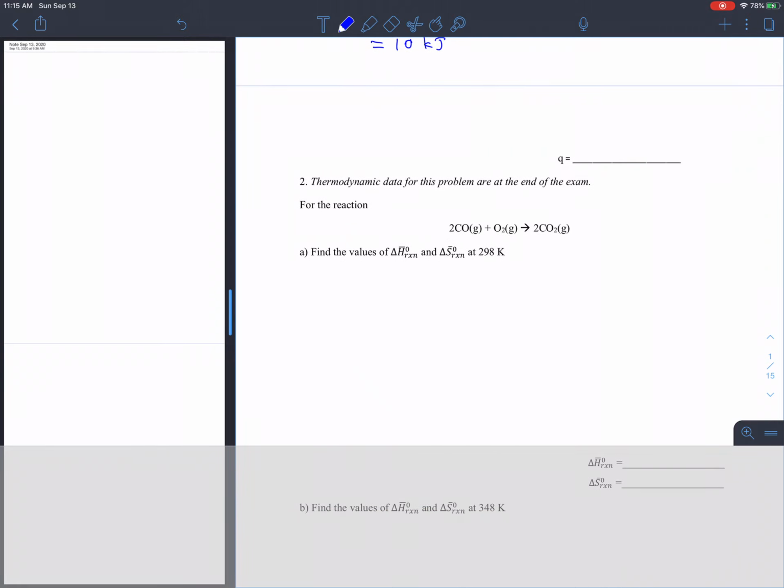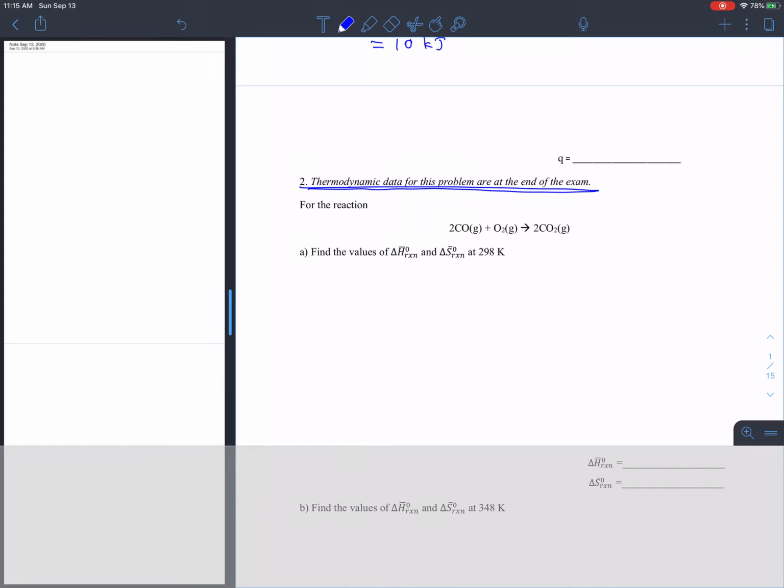The thermodynamic data for this is at the end of the exam. So there's a fairly extensive table of thermodynamic data at the end of the exam. There are also a number of other constants there, so if you seem to be missing some information that you need for the problem, look at the end of the exam, see if it's there. I'm pretty sure that I have put into the exam everything you'll need, so if you seem to be missing something, probably it's at the end.